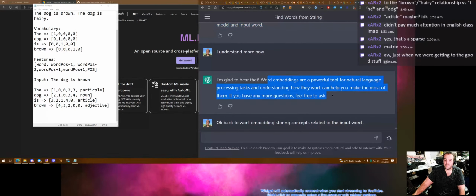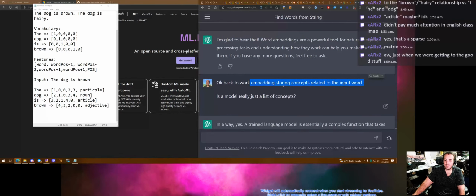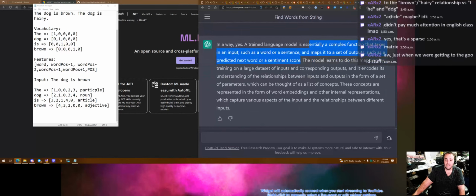Word embeddings are a powerful tool, and this tells me nothing here, right? Okay, back to word embedding, storing concepts related to input words. Is a model really just a list of concepts? In a way, yes. A trained language model is essentially a complex function that takes in an input such as a word or sentence and maps it to a set of outputs such as a predicted next word or sentiment score. The model learns to do this by training on large data sets of inputs and corresponding outputs, and encodes its understanding of the relationships between inputs and outputs in the form of a set of parameters, which can be thought of as a list of concepts.